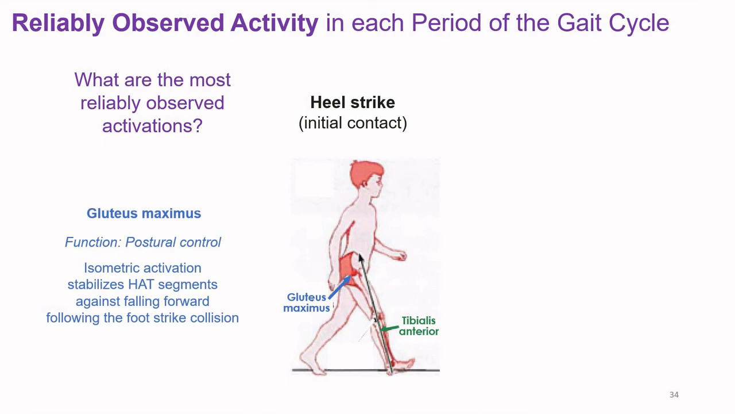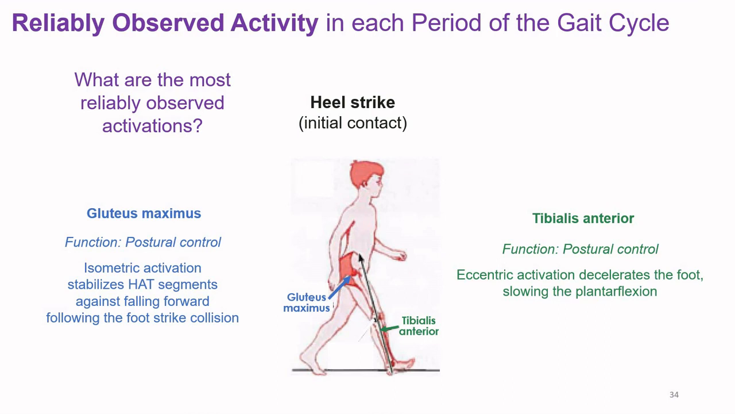The gluteus maximus is activated during heel strike. The function of this activation appears to primarily be related to the control of posture. Isometric activation of the gluteus maximus stabilizes the posture of the head, arms, and trunk, or HAT segments, as they're sometimes called. The foot strike collision can decelerate the body. Given the inertia of the HAT segments, this can cause the upper body to pitch forwards. Activation of the gluteus maximus creates a torque that counteracts the tendency of the upper body to pitch forwards.